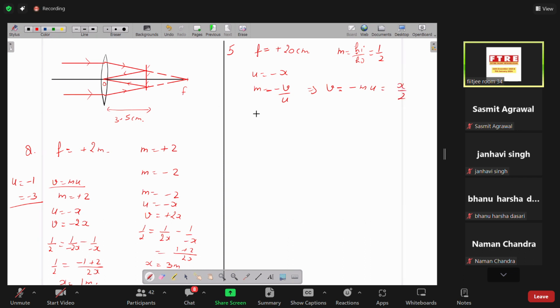Now again, using the mirror formula, 1/f equals 1/v plus 1/u, and putting the values here, 1/20 equals 1/(x/2) plus 1/(-x). So it will be (2-1)/x. So we get here x equals 20. x is 20. Yes.